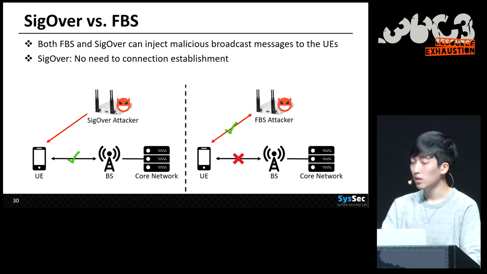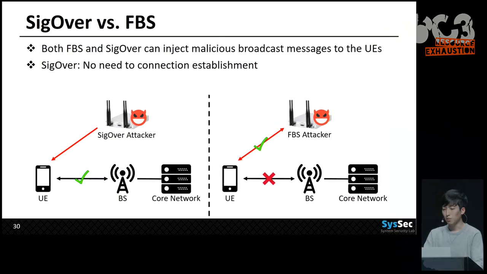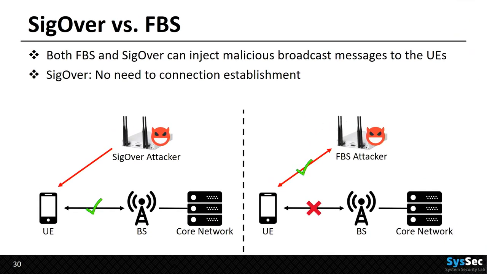Okay, so far, I have shown that SigOver can be used in practice, but both FBS and SigOver can inject malicious broadcast messages to the UEs. So, what is the difference between SigOver and FBS, or what is the advantage of SigOver? The basic advantage of SigOver compared with a fake base station comes from the fact that SigOver does not need connection establishment to inject the message. This has multiple implications.